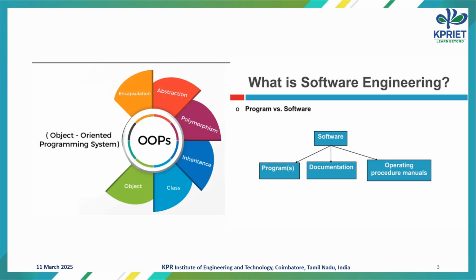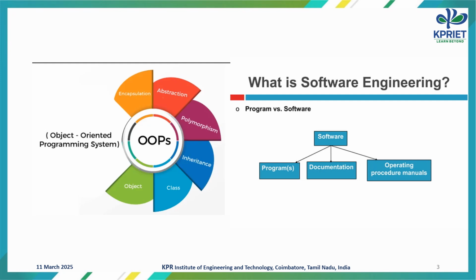Okay. For example, consider a man driving a car. The man knows how to press the accelerator to increase the speed of the car or apply the brake to stop the car, but he doesn't know how pressing the accelerator increases the speed. That is, he does not know the inner mechanism of the car or brake. That is called abstraction. Hiding the unnecessary details and showing only the necessary details is called abstraction.